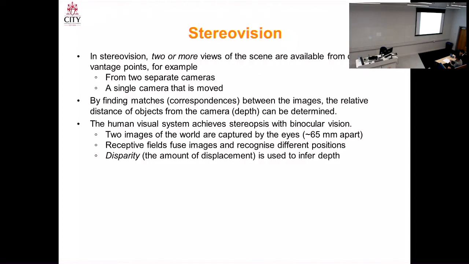So in fact, the human visual system achieves stereopsis as well. So we have binocular vision. Okay, so we all have 2 eyes. And for a human, typically the eyes are separated by 65 millimeters, depending on your anatomy. So you have 2 images of the world that are coming in from your 2 eyes. And then your receptive fields are going to fuse those images to recognize the different positions. And then the amount of displacement the corresponding points move is called the disparity, okay? And disparity is related to depth.